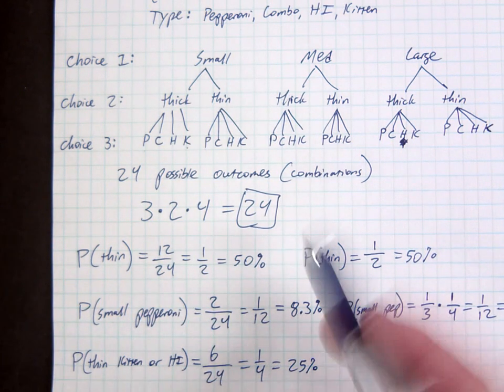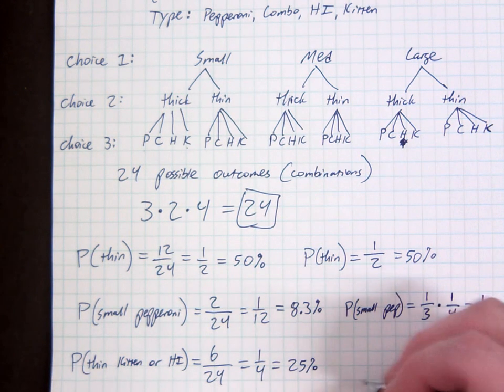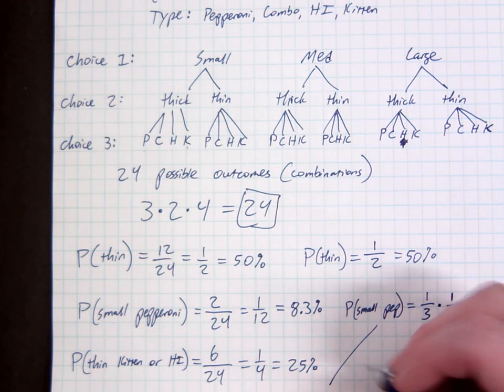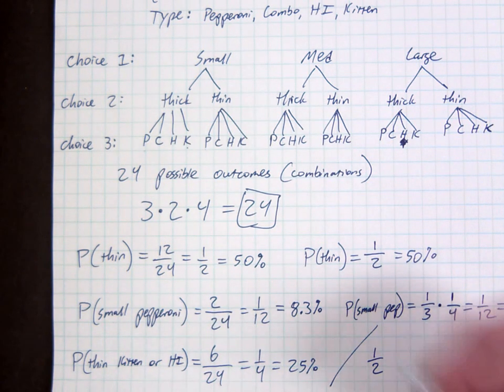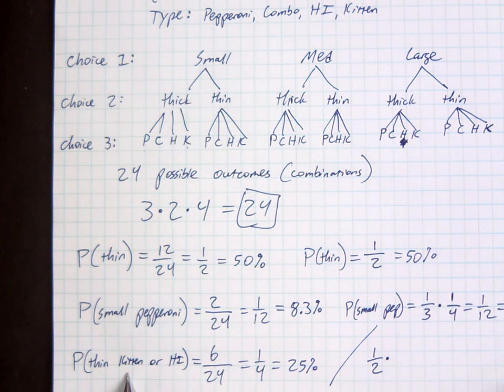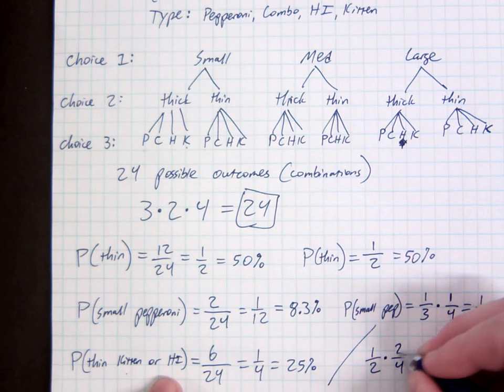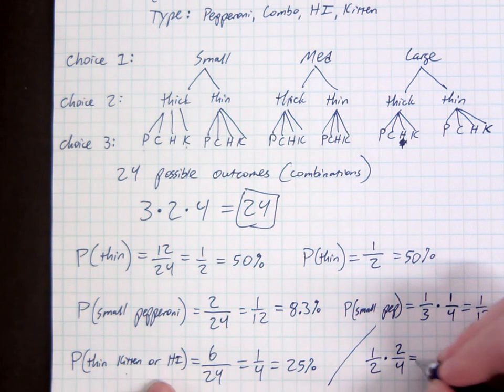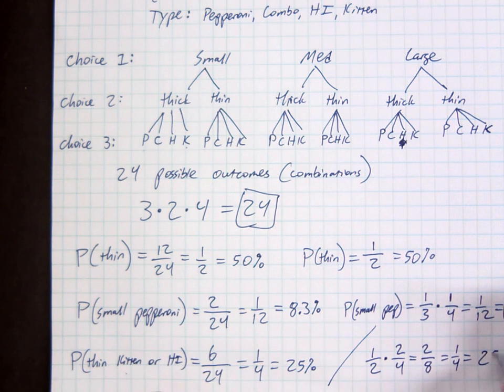Now, if we hadn't drawn the whole tree diagram, we're hoping for an easier way as well. First, the probability of drawing a thin. Well, there's 1 thin out of 2 options. Then what's the probability of getting a kitten or a Hawaiian? Well, there's 4 toppings total, and kitten and Hawaiian represents 2 out of those 4. Okay. So we've got 2 out of 8 simplifies to 1 out of 4, which is a 25% chance.